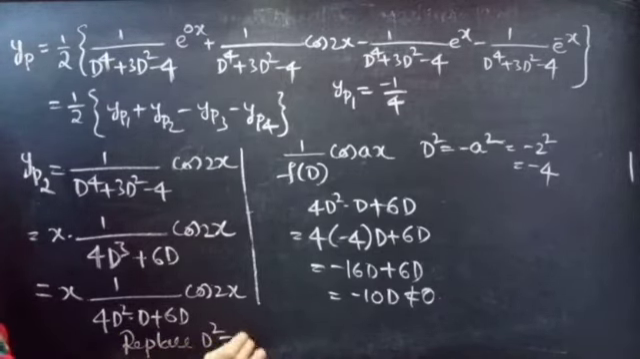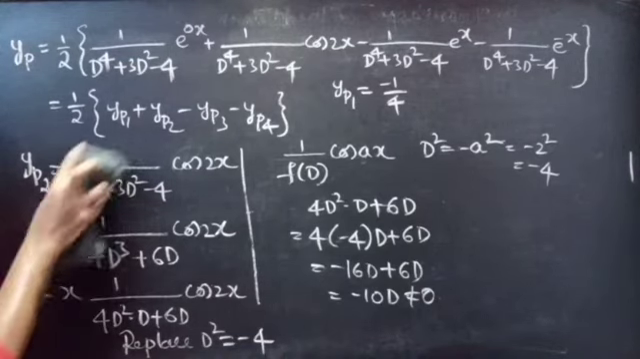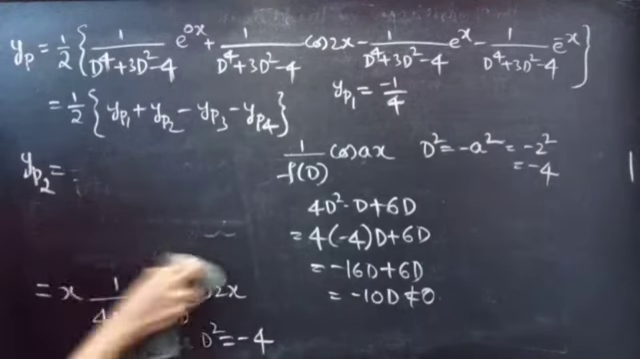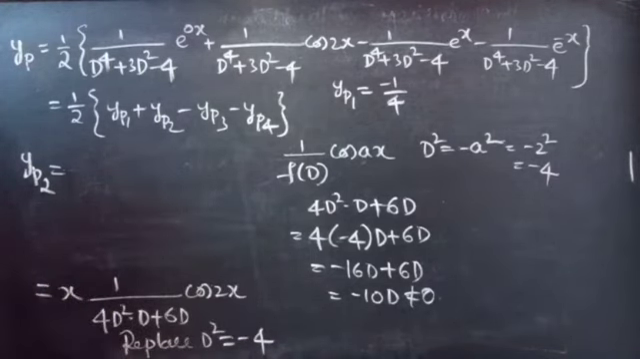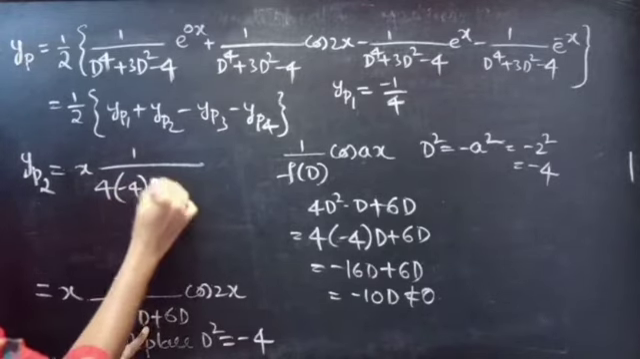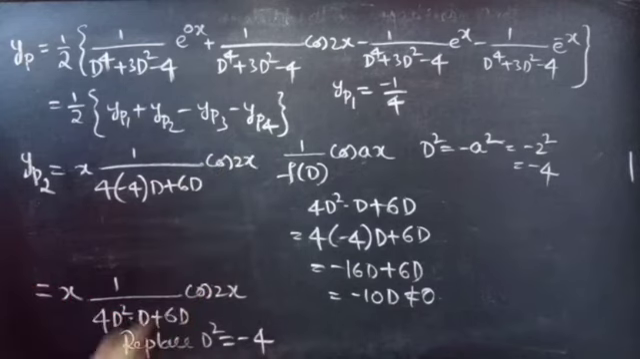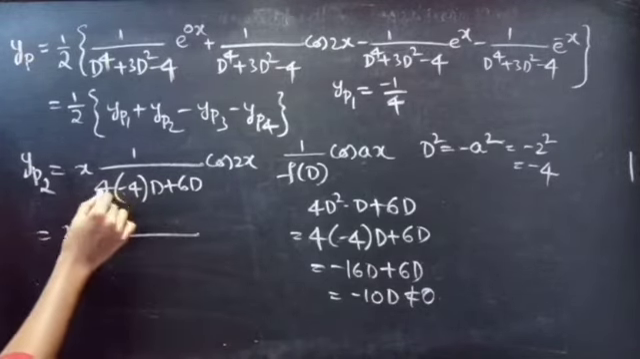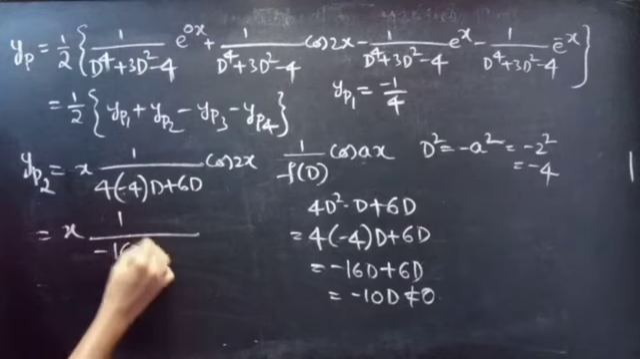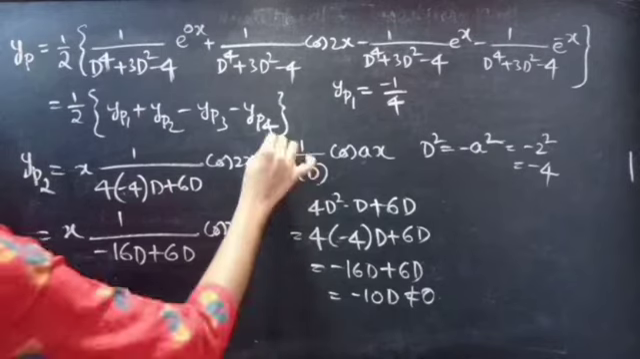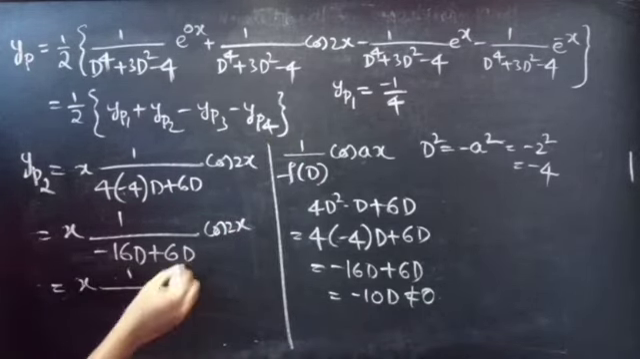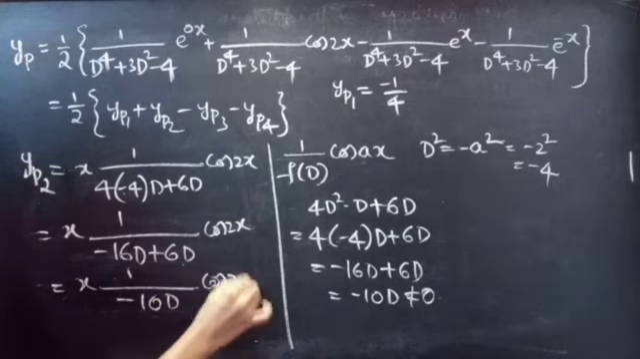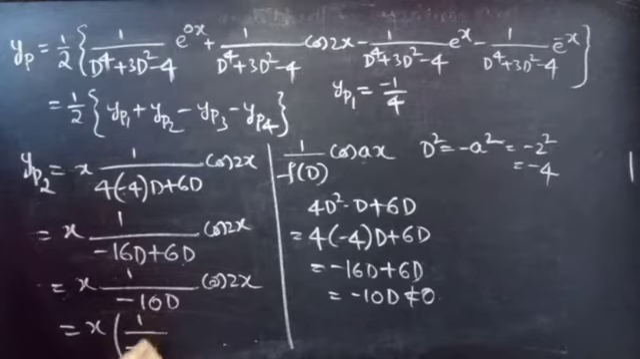Replace d square by minus 4. Then our yp2 becomes x into 1 by 4 into, replace d square by minus 4, into d plus 6d into cos 2x, right? This becomes x into 1 by 4 into minus 4 is minus 16 into d plus 6d into cos 2x, which is equal to x into 1 by minus 16d plus 6d is minus 10d into cos 2x. Again, you can write it as x into 1 by minus 10 into 1 by d into cos 2x.